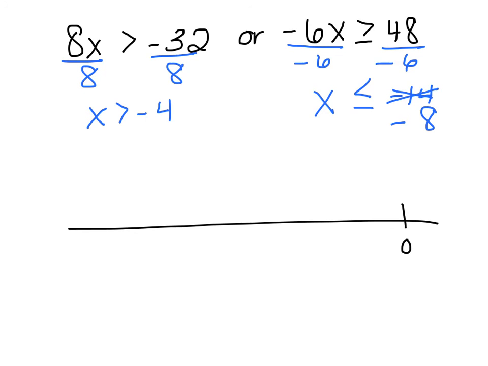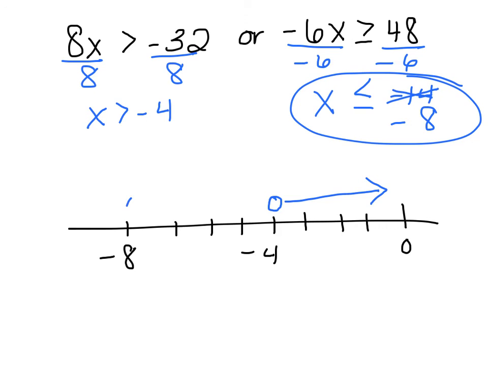Let's draw this out. Here, 0, 1, 2, 3, negative 4, 5, 6, 7, negative 8. So at negative 4, I have an open circle, and it points to the right, because x is greater than negative 4. And on the second one right here at negative 8, I have a closed circle, and it points to the left.